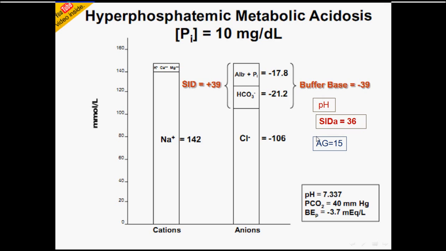But what appeared here is the anion gap is high. High anion gap due to the decrease in the bicarbonate. So this is an acidosis with high anion gap. This is an important point: acidosis with high anion gap, normal buffer base, and normal strong ion differences.